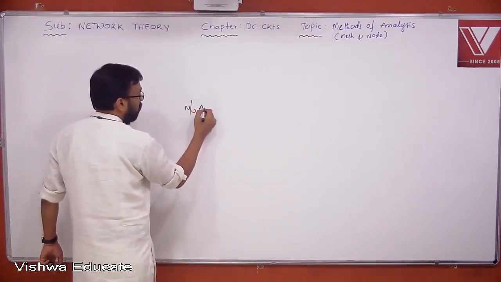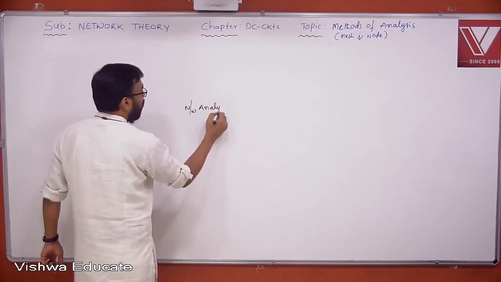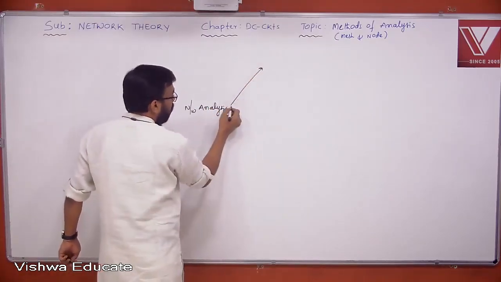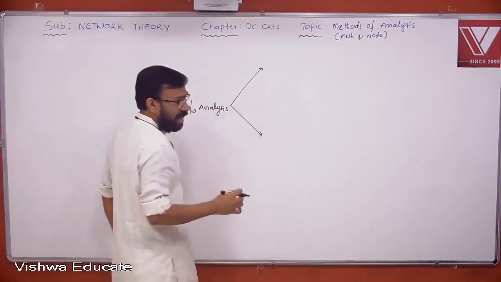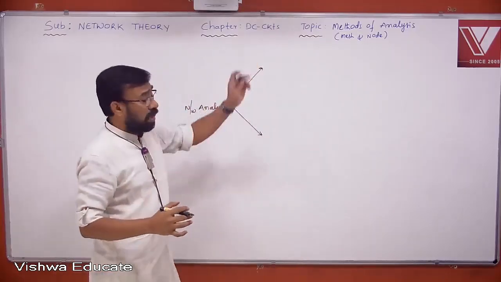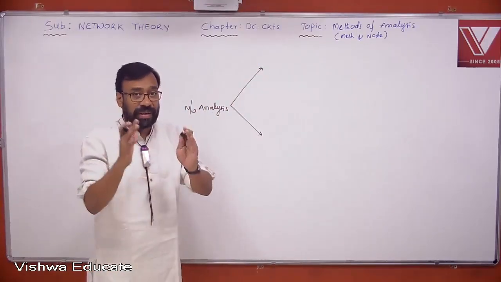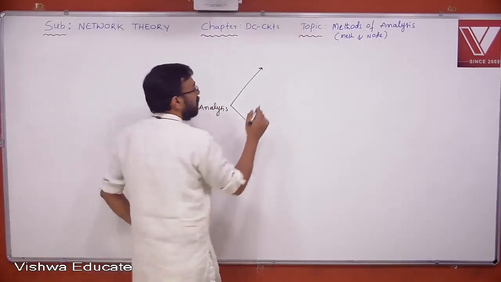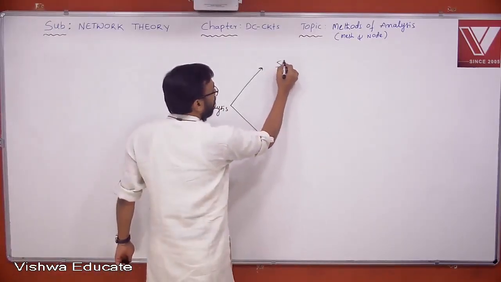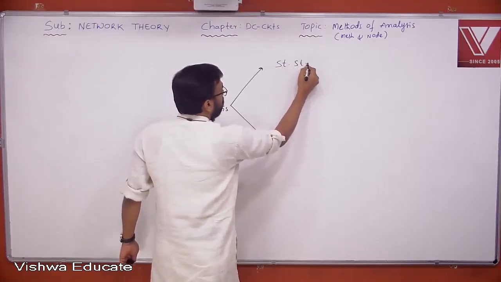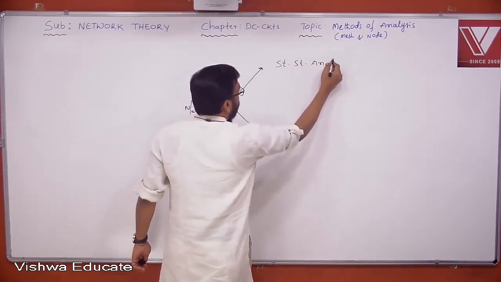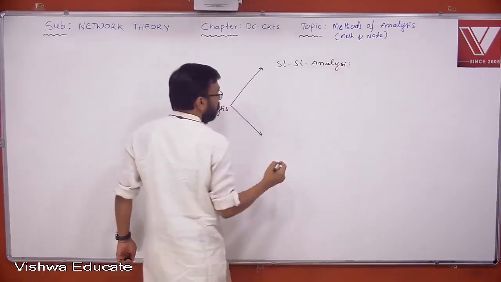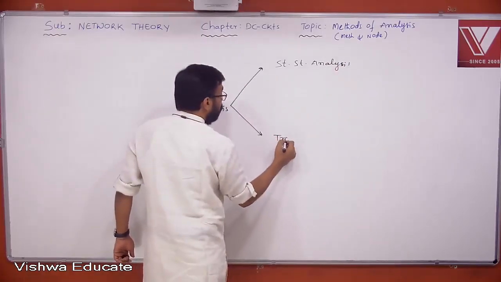Network analysis. Network analysis can be done like this. Just for knowledge's sake I'm telling you this, and we'll go straight to node and mesh analysis, because one must be really aware of this completely. Network analysis is of two types. One is steady state analysis. The other is transient analysis.